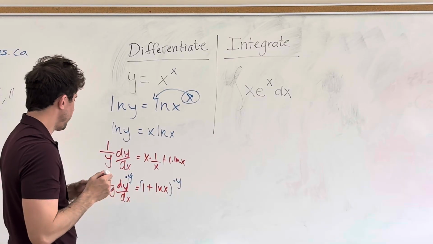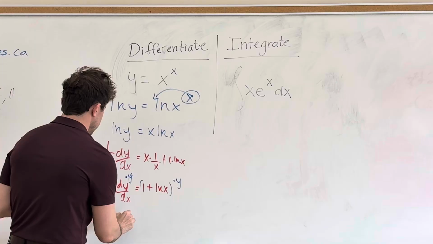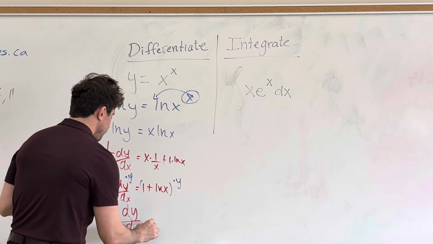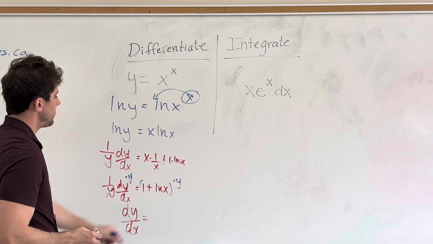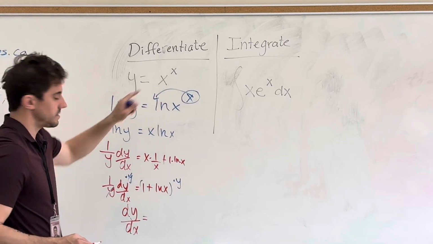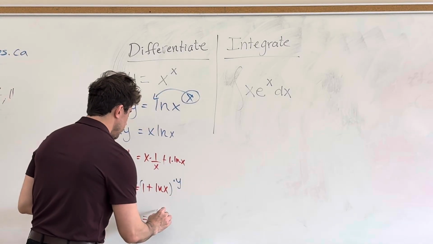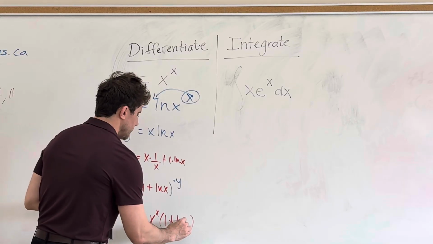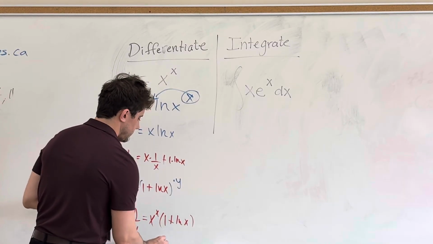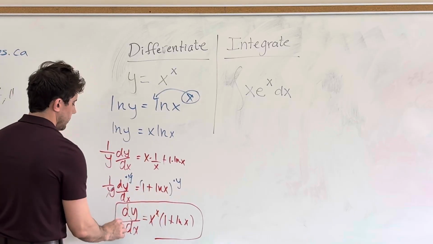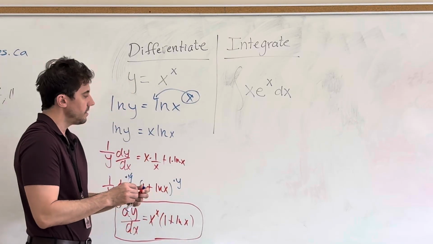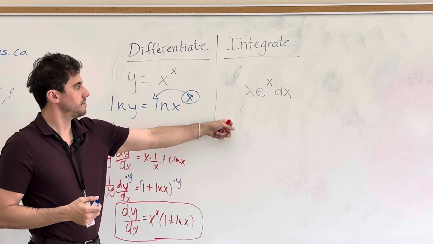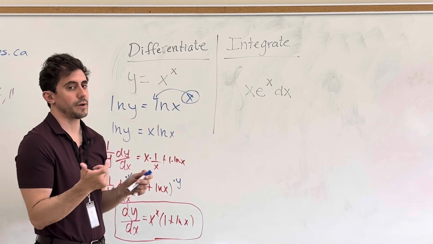So our final answer will read that dy dx, our derivative, is going to be y, which again is x to the power of x, times 1 plus the ln of x. And there we go. There is our derivative.